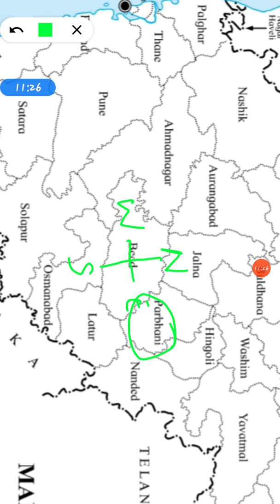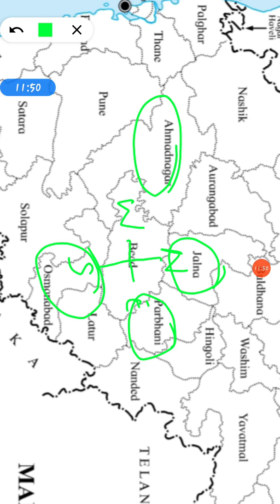This is on the east of Beed. Ahmednagar is lying towards the west. So Ahmednagar lies to the west of Beed. At the north, which district is there? That is Jalna. And Osmanabad is on the south side.